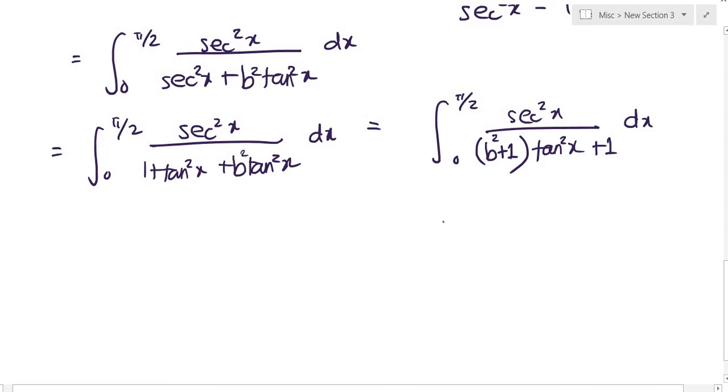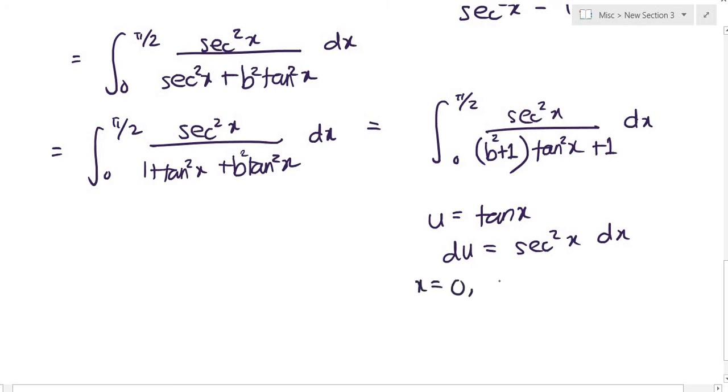Now I want to really introduce a substitution. So I want to let u equal tan of x, because the derivative of tan is secant squared x dx, which is on top. So as I said, du is secant squared x dx, just our numerator. And now we want to plug in our upper and lower bounds.